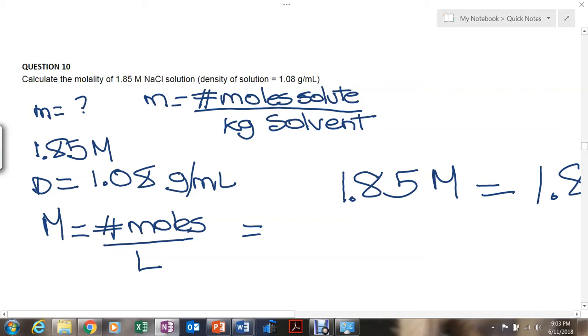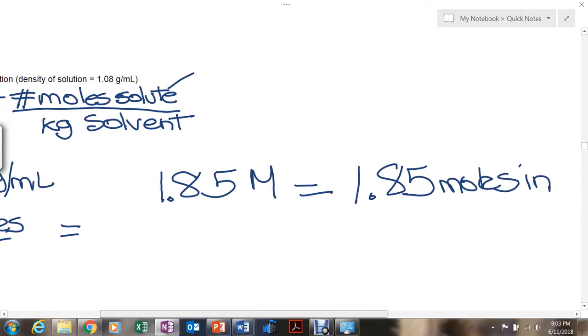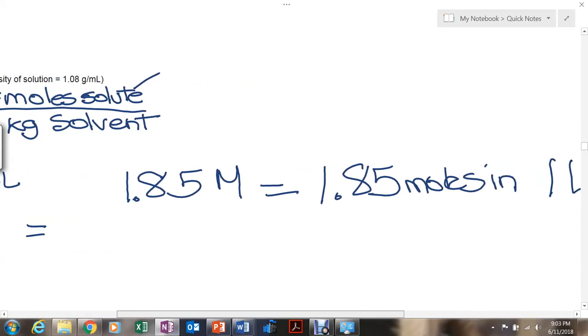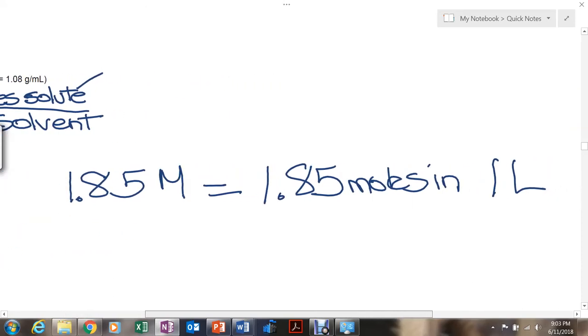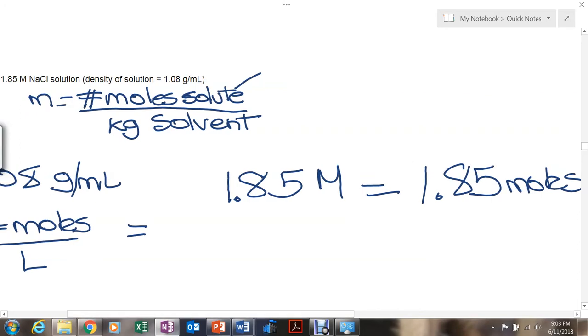So what do we want? To calculate the molarity, we need the moles of solute. Do we have them? Yeah, because we have 1.85 moles of NaCl in how much? 1 liter of solution. So we have the solution, but the solvent we don't. And the other thing is that the solvent is in kilograms. But what do you think, why do they give me the density of the solution?